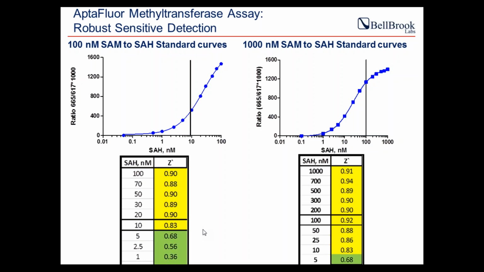So what it indicates is, A, when you run a screen or when you do a big experiment, you'll get unambiguous results, because your Z primes are really high. So that indicates a robust assay. And secondly, with such good Z prime and such good lower limit of detection, we hit our main targets, which was to get the sensitivity of the assay down to about 10 nanomolar or even lower than that. So this is really great for some of the low Km SAM methyltransferases. So based on what we heard from our customers, we got what we were shooting for.